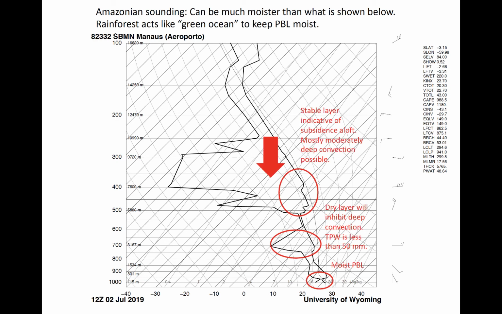This sounding features a moist planetary boundary layer and about 1,000 joules per kilogram in CAPE, but it contains a dry layer centered near 700 millibars that will inhibit convection. The stable dry layer above 500 millibars indicates subsidence again. It's possible that this thermodynamic profile could support some shallow and moderately deep convection rooted in the boundary layer, but deep convection will struggle to survive for long periods of time.